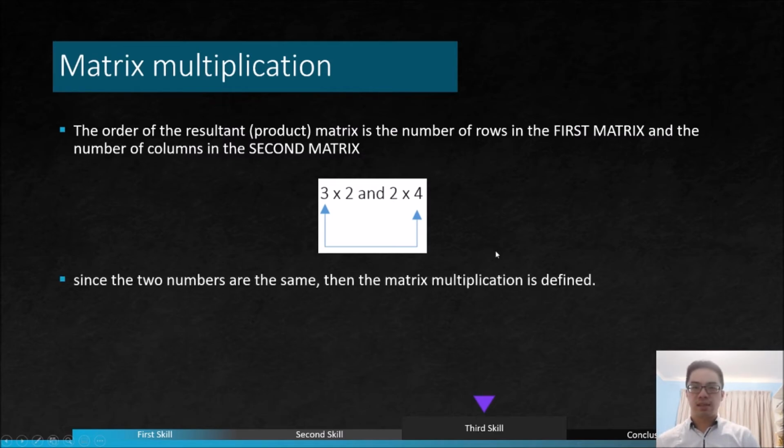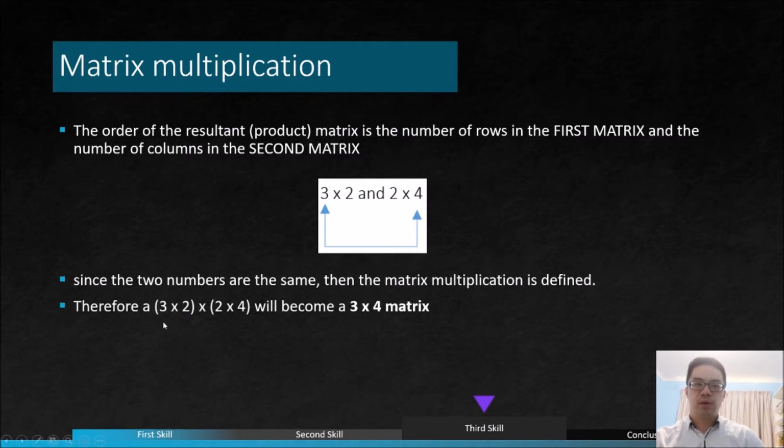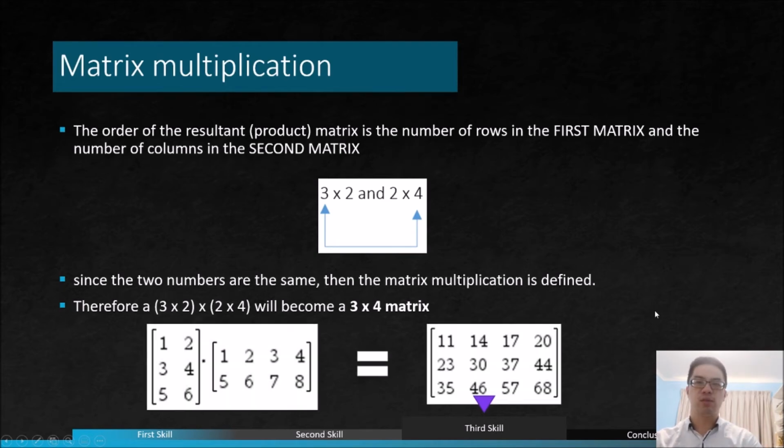So since the two numbers are the same, the matrix multiplication is defined, so we can go and multiply this out. So we can check off that 3 by 2 multiplied by 2 by 4 will become a 3 by 4. And here's just me doing it on the CAS just to prove to you it is right. So that's a 3 by 2 multiplied by 2 by 4, and that gives an answer of a 3 by 4 matrix.